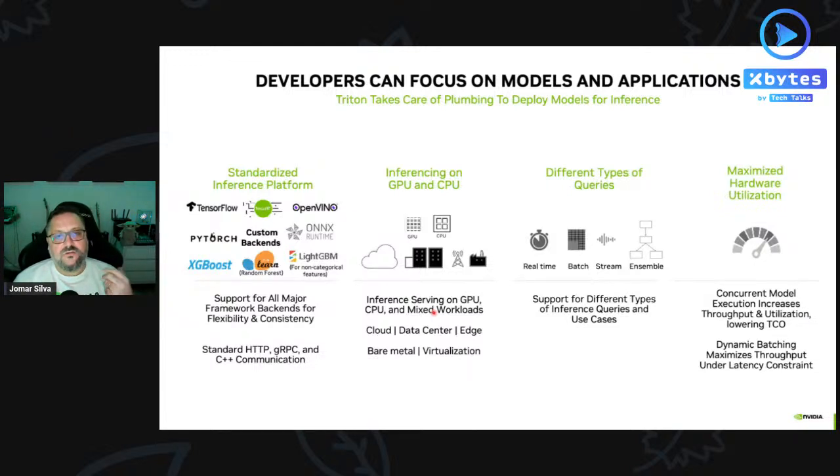Triton can communicate using HTTP, gRPC, and C++. You can do inference distributed across the different kinds of hardware you have. It supports everything from bare metal to virtualization, edge to cloud. It handles different types of queries that are typical of different types of applications: real-time, batch, streams, and mixed models. And it is also fully developed with a focus on maximized hardware utilization, which means reducing the total cost of operations of your solution.